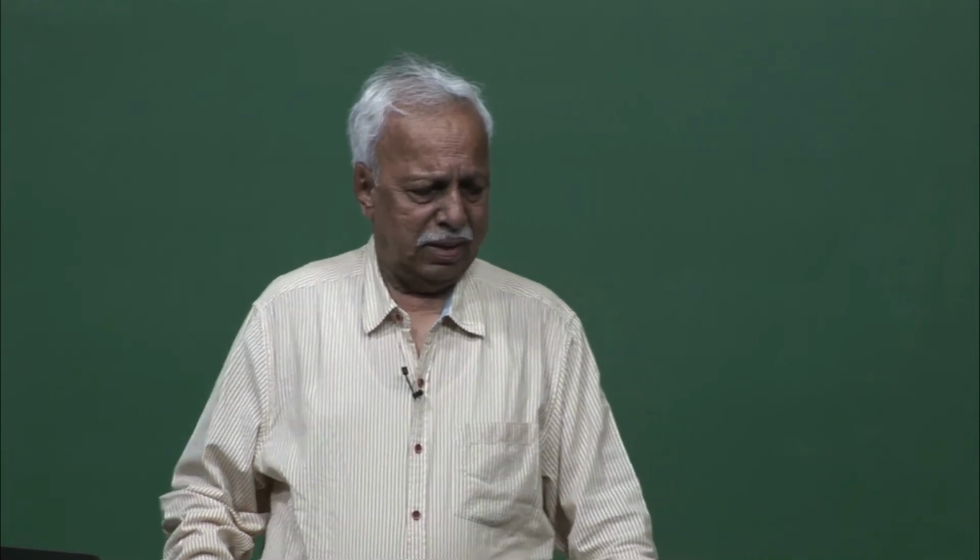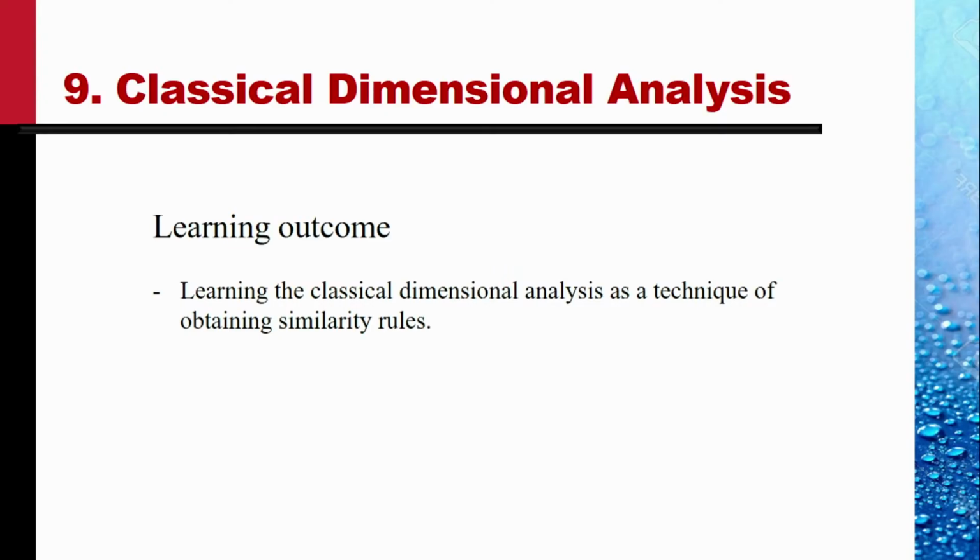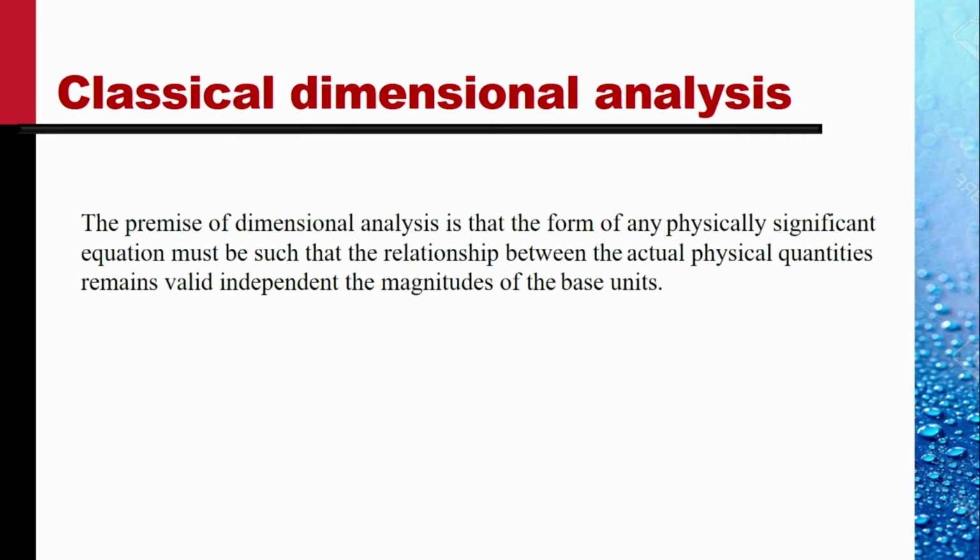In today's lecture, we will learn classical dimensional analysis as a technique of obtaining similarity rules. The premise of dimensional analysis is that the form of any physically significant equation must be such that the relationship between the actual physical quantities remains valid independent of the magnitude of the base units. If the relationship remains valid independent of the magnitude of base units, that means the equation must be dimensionally homogeneous.